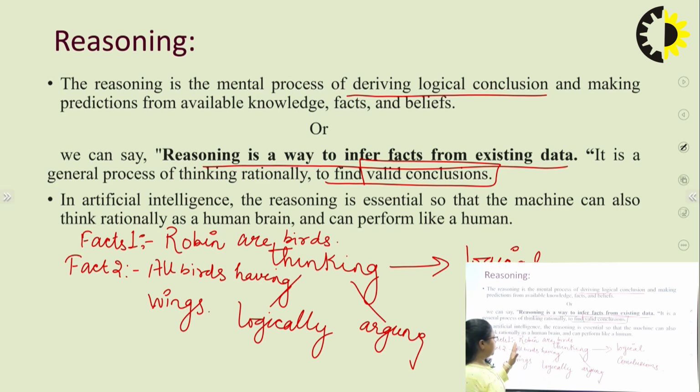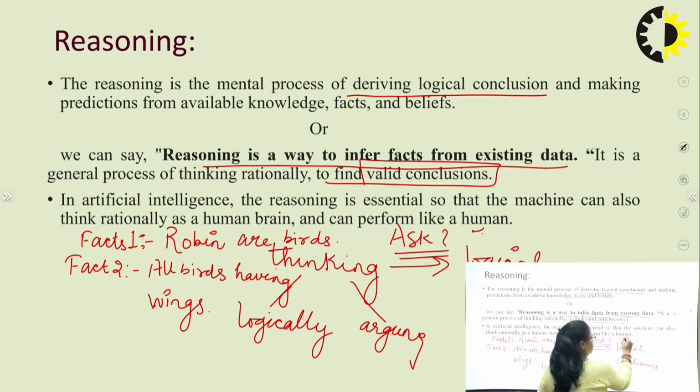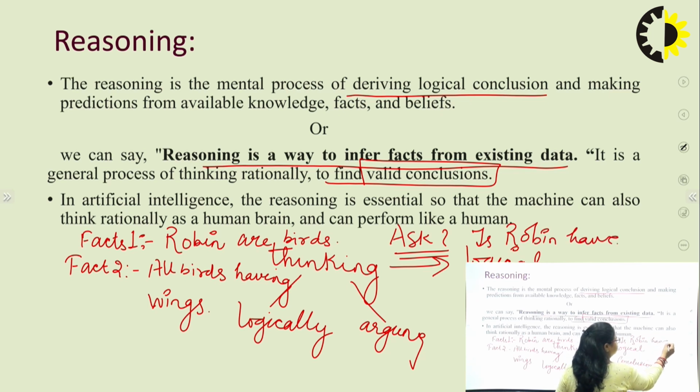On the basis of the given facts, we can draw certain conclusions. What is the reasoning? If we are thinking like a human being, does Robin have wings? If we draw the conclusion on the basis of that, a question comes to my mind: that is a Robin, right? Because we have already said that Robins are birds. So we can ask ourselves, does Robin have wings?